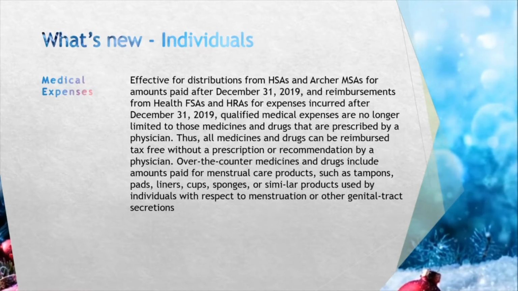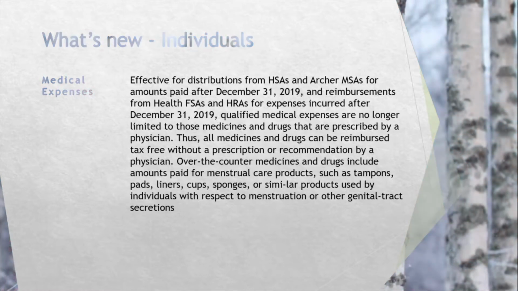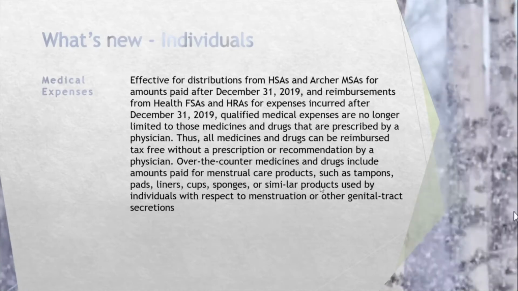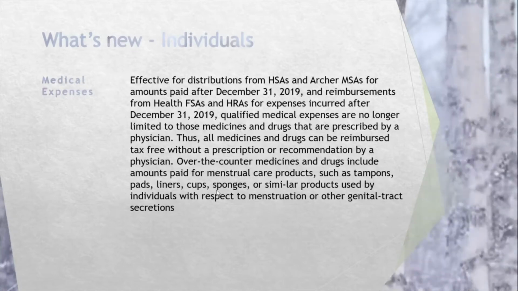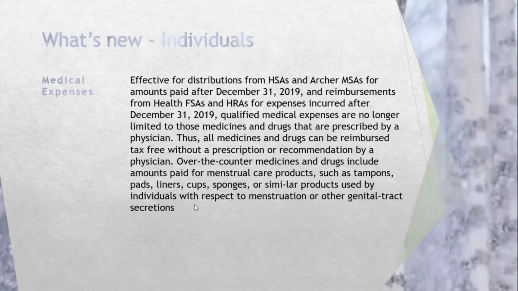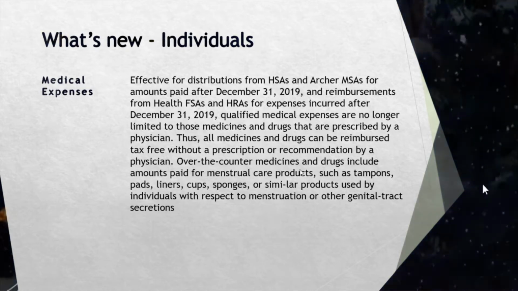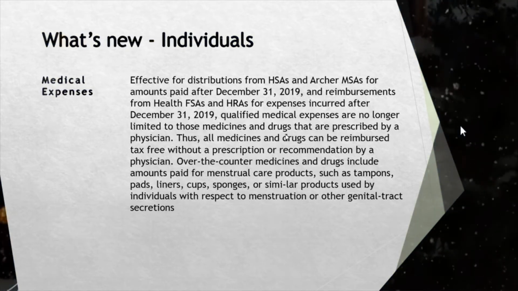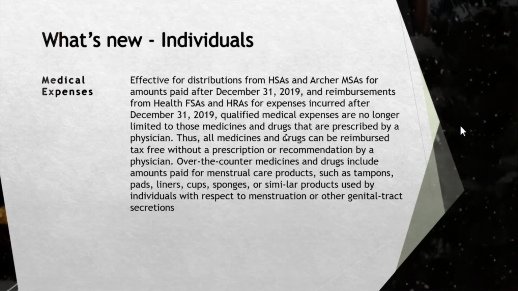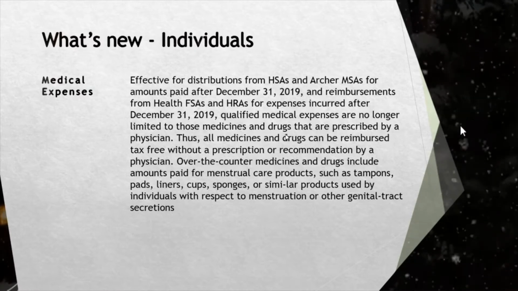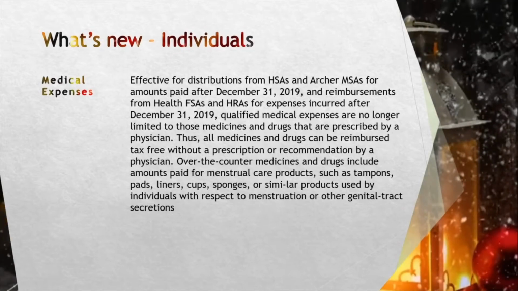Now, as you can see here, over-the-counter medicines and drugs include amounts paid for menstrual care products such as tampons, pads, liners, cups, sponges, or similar products used by individuals with respect to menstruation or other genital tract secretions. So now the limitation was lifted. It does not apply only to prescriptions and insulin anymore. So that's the big news about that.